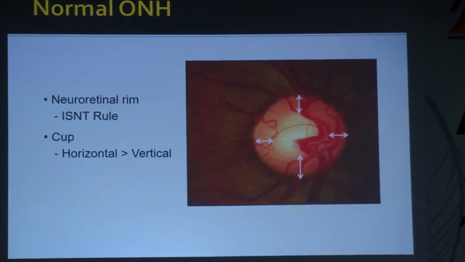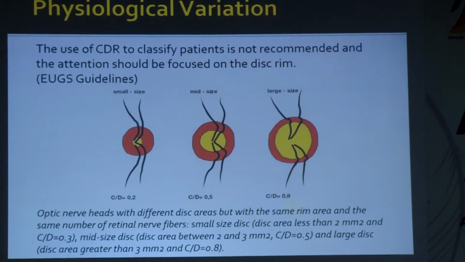Now, this is how a normal optic nerve looks. The neuroretinal rim, which is basically the amount of retinal nerve fiber layers contained in the optic disc that leave the eye, follows a simple rule, the ISNT rule, which means that the inferior is the thickest, followed by superior, nasal, and temporal. The cup is basically the empty space within the optic disc, and the horizontal cup is longer than the vertical cup. So, any elongation in the vertical cup needs to be looked at suspiciously.